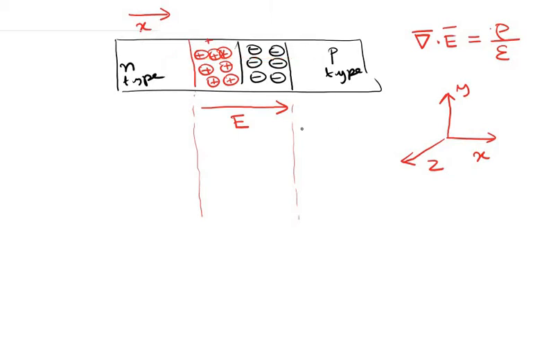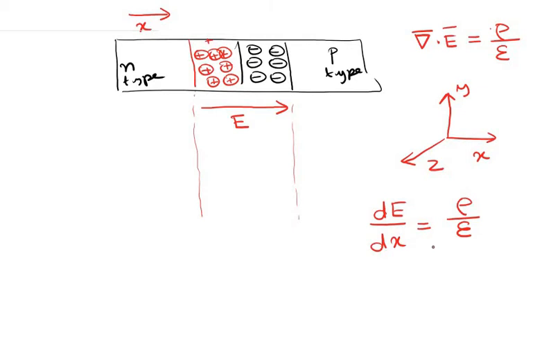Okay, so we will just solve the one-dimensional Poisson's equation here, because there is no variation in charge density in the other directions. So it is obvious that since there is no variation in charge density, there will be no electric field in those directions as well. Okay, so the one-dimensional Poisson's equation becomes dE/dx equals rho divided by epsilon.